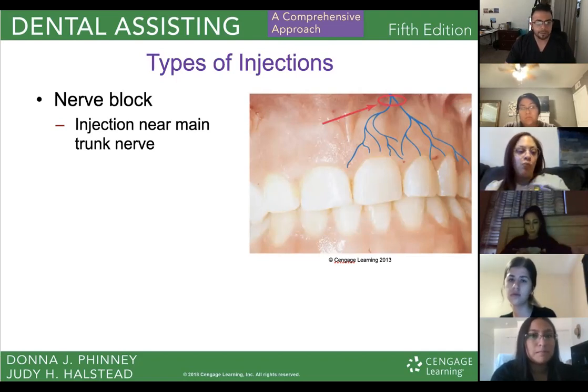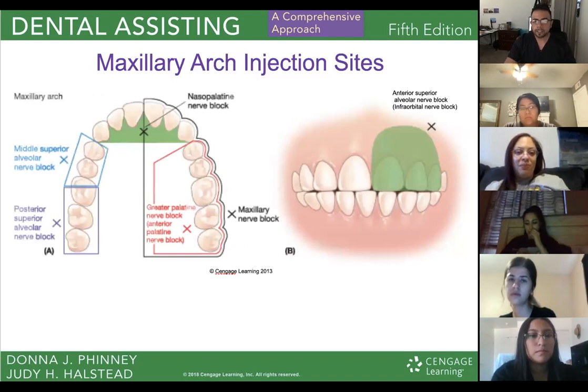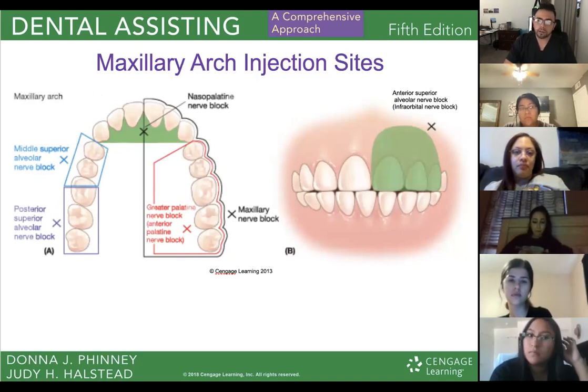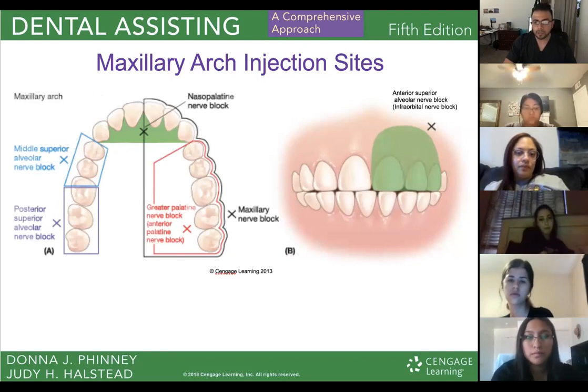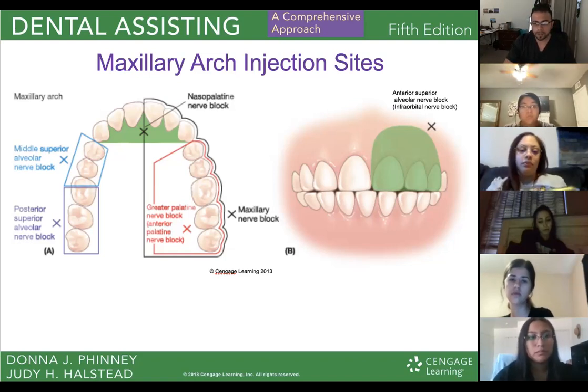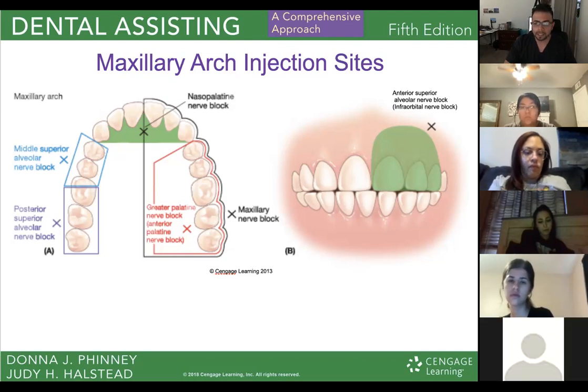Okay, so these are some of the injection sites, and we're going to start with the maxillary arch injection sites. There are a lot here. You don't necessarily have to remember all of these for any given test, but I do want you to be familiar with them enough to know what they are if somebody mentions them, because in the office you'll be expected to know where they are. The dentist tells you, okay, I'm going to do such and such nerve block, and you'll need to know where to place the topical.